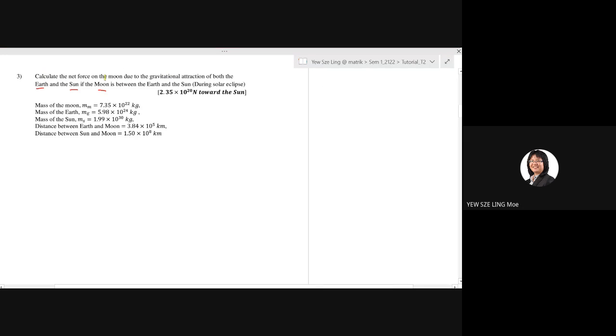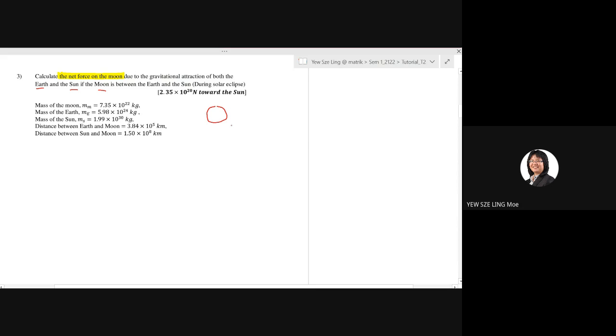Now if you look at the question, calculate the net force on the moon, which means the moon is our main object right now. So even though you are given 3 objects, the main focus would be on the moon. We want to find out what happens on the moon, which is the net force, how to calculate the net force on the moon. So let's sketch the diagram. How to sketch the diagram? We have the Earth.